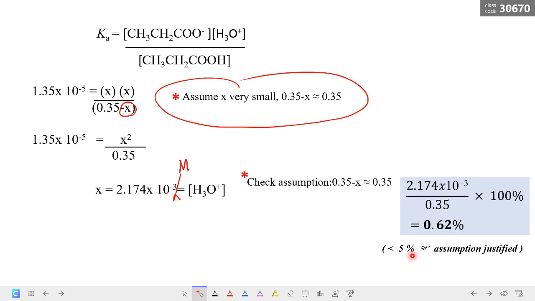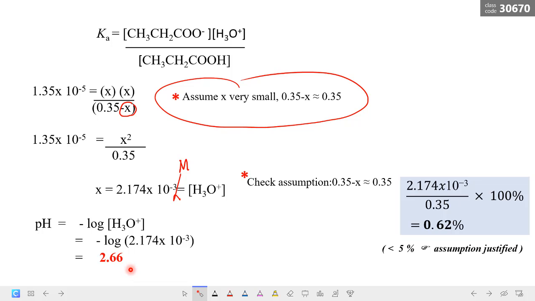Okay, so once you dah check assumption, maksudnya kita proceed dengan nilai X ini. Sebab dia dah justified. Okay, so X yang kita dapat adalah concentration of hydronium ion. And now we are going to calculate the pH. So pH is negative log concentration of hydronium ion. So gantikan, you will get the pH 2.66. Okay, so pH tidak ada unit.